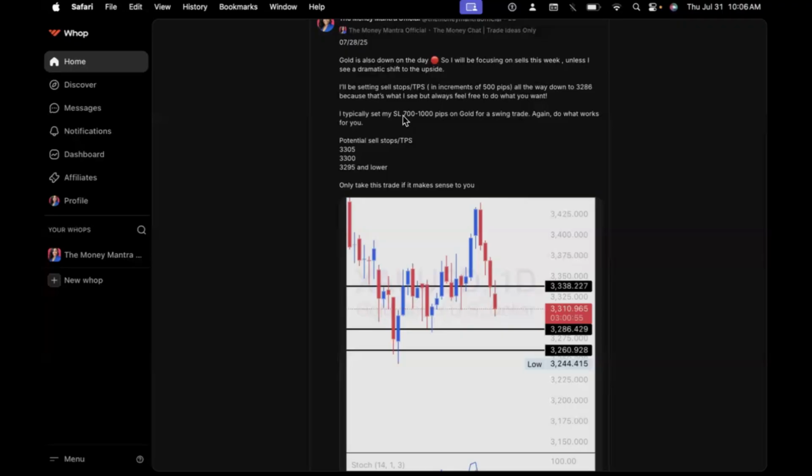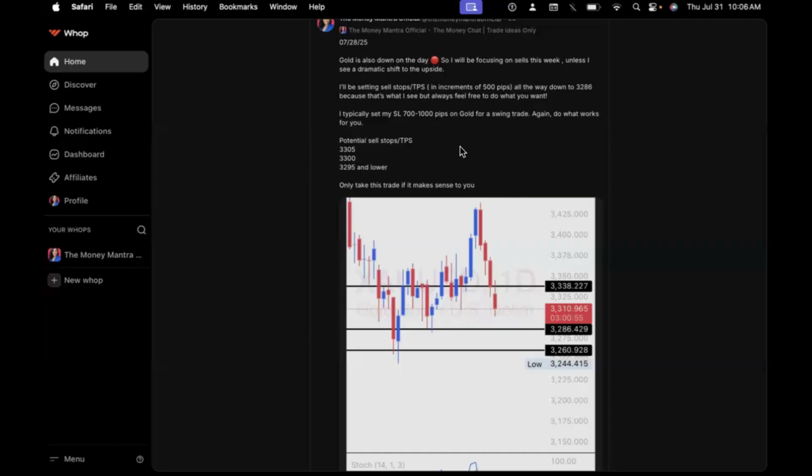So here I wrote that gold is down for the day, so I'll be focusing on sells for the week unless I see a dramatic shift to the upside. I'll also be setting sell stops and TPs in increments of 500 pips all the way down to 3286 because that is what I see, but always feel free to do what you want. I typically will set my stop losses 700 to 1000 pips on gold for a swing trade. Again, do what works for you.